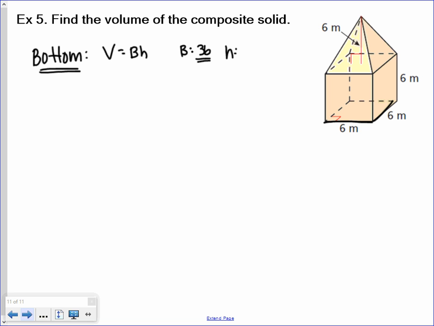And then your height of the cube is what? 6. So for the volume, we just take 36 times 6, and that's it. What's 36 times 6? 216. All right, that's the volume of the bottom piece. And I would have gotten that too. Remember way back when you learned length times width times height, that would be 6 times 6 times 6. You would also get 216.